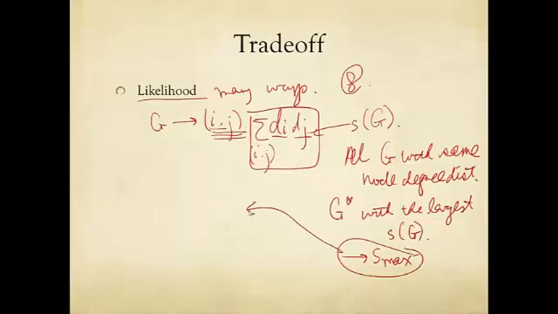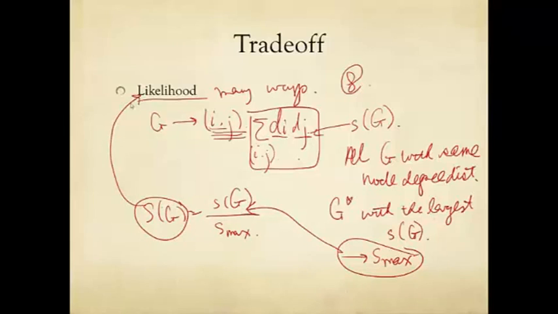Why do we need to do this? Because then we can normalize our likelihood metric. We would define big S of G as basically a normalized version of small s of G. It's normalized by small s sub max. Now we use big S of G to represent the likelihood of drawing a graph with this node degree distribution from the set of all graphs satisfying the same distribution.